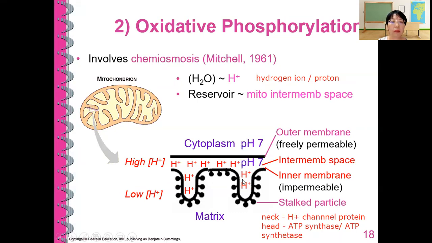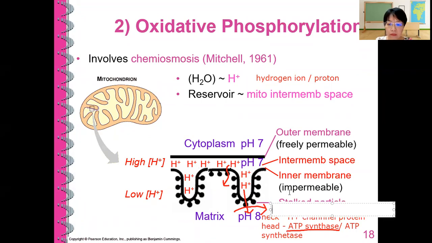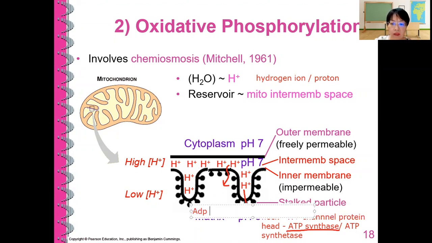So when H+ diffuses across the stalk particle, it will turn the ATP synthase, like turning the turbine. So when the ATP synthase is being turned, then ATP will be synthesized from ADP plus Pi. So this is how ATP is synthesized in the mitochondrion by chemiosmosis.